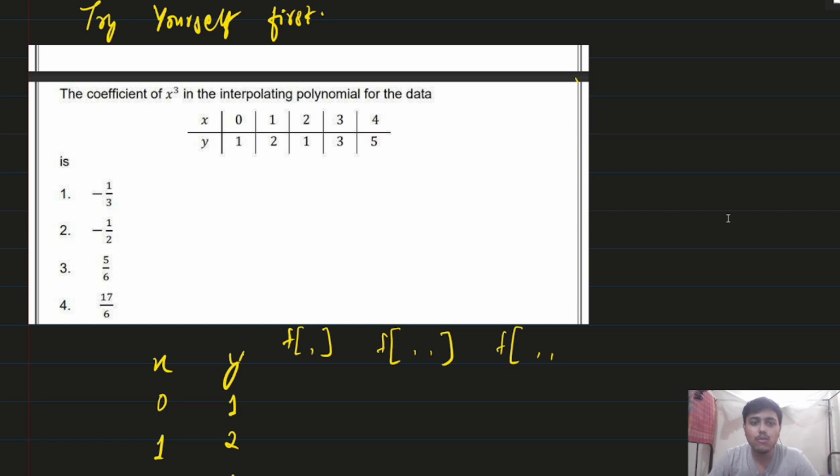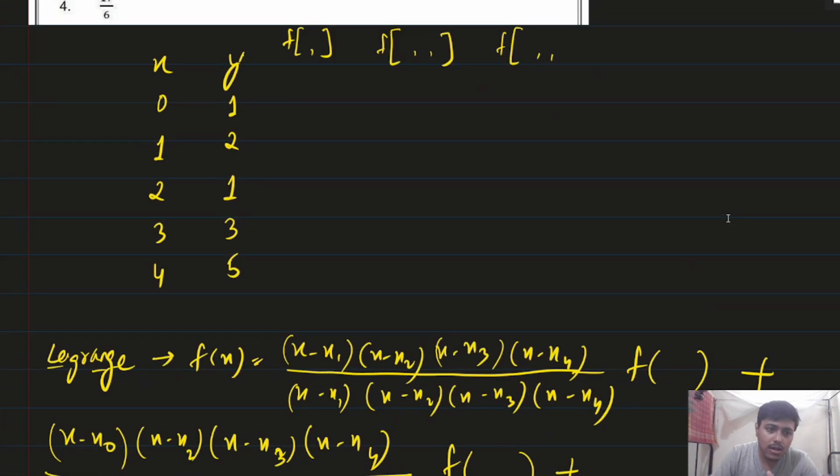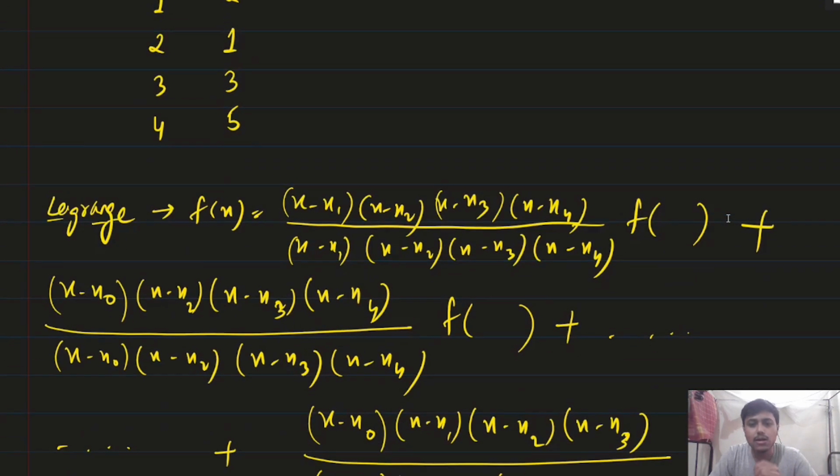the coefficient, so we have two methods of finding the polynomial. First we have Lagrange, second we have divided difference. And here you have to think whether you will use Lagrange or divided difference. For finding coefficients we use divided difference. Why? I will tell you. See, when you know the Lagrange's, here I have written the formula.